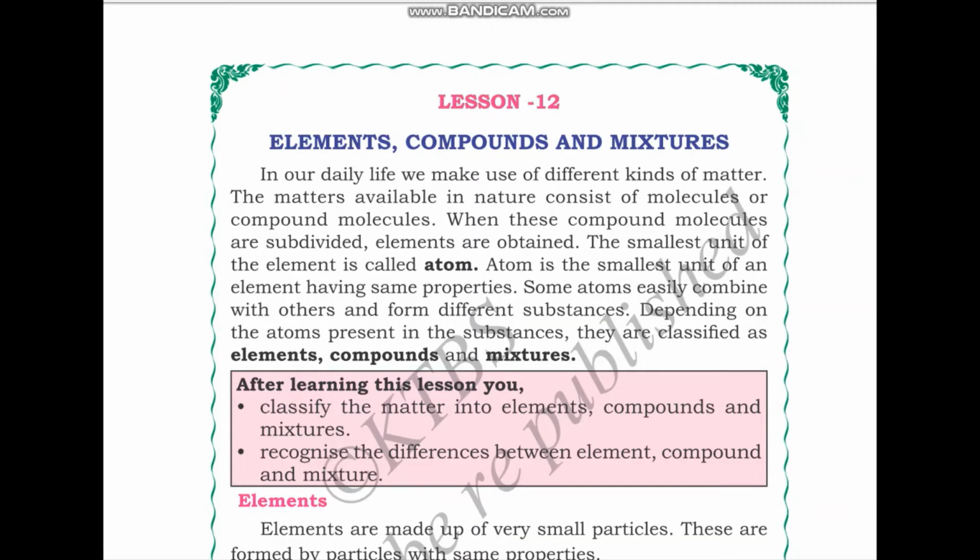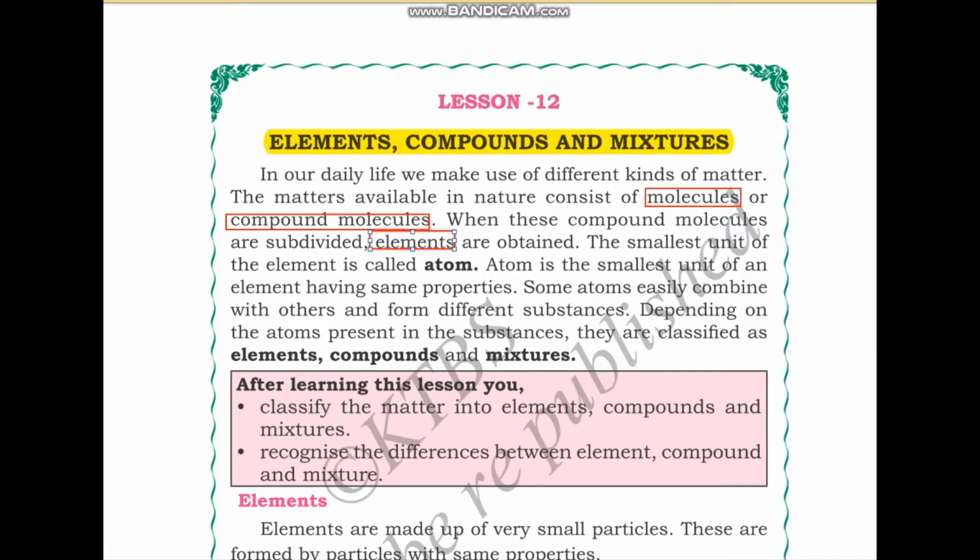Hello students, we will be starting the lesson Elements, Compounds and Mixture. In our daily life, we make use of different kinds of matter. The matter available in nature consists of molecules or compound molecules. When these compound molecules are subdivided, elements are obtained.